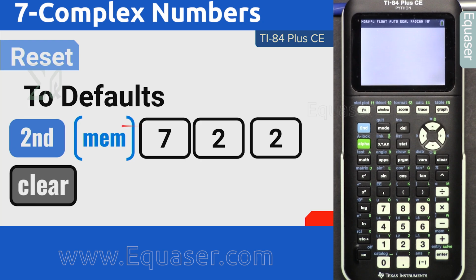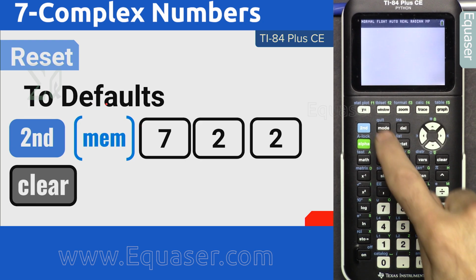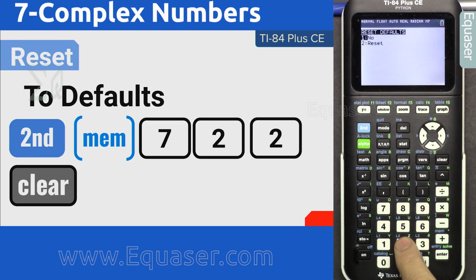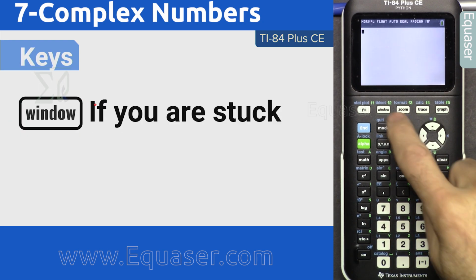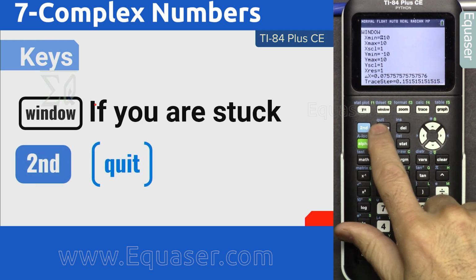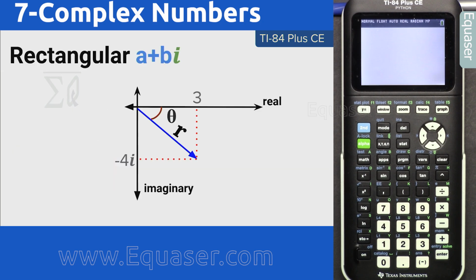Let's set our calculators to default so we have the same settings. Second function, MEM, 7, 2, 2, enter. If you press some window or some other key and you're stuck, press second function quit to exit.